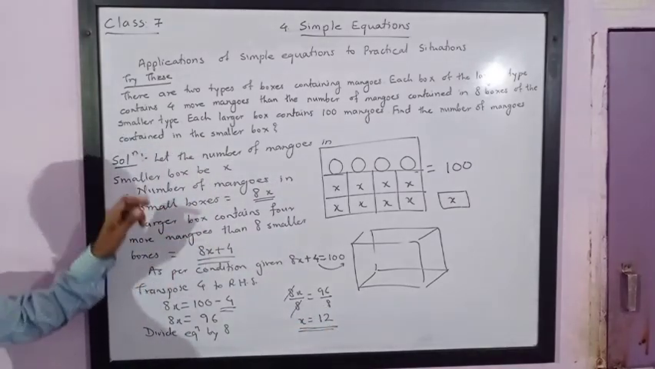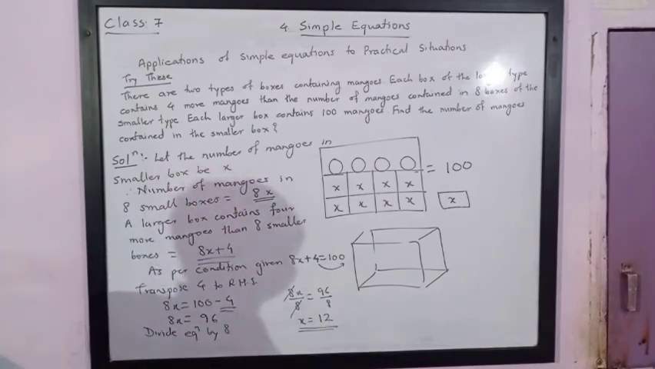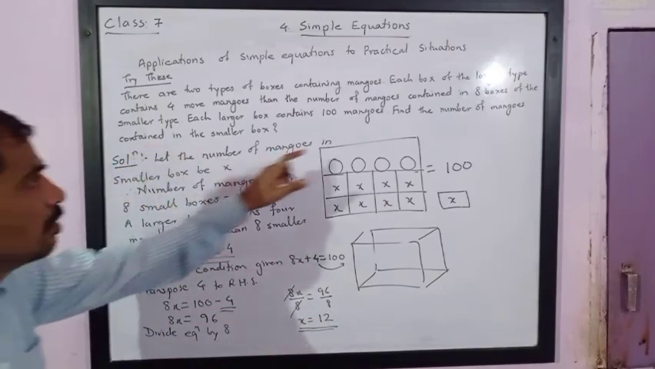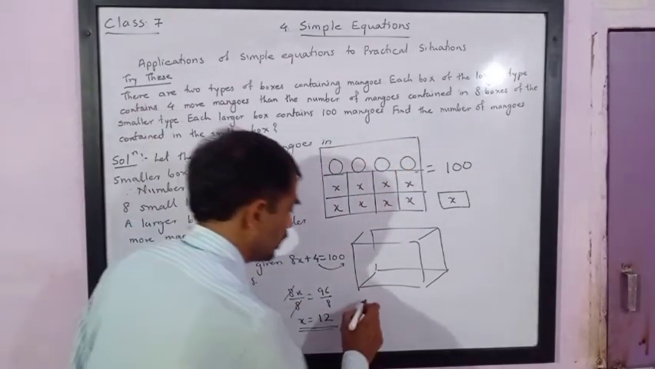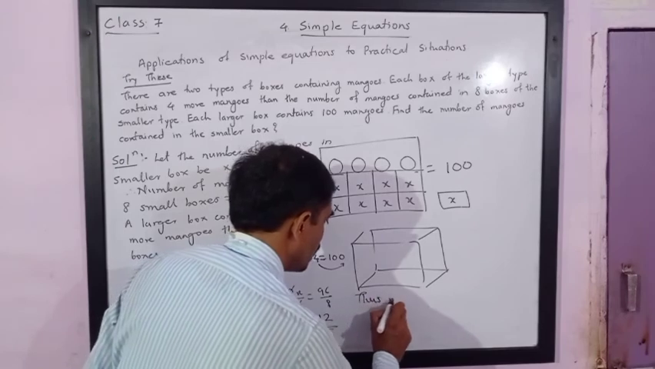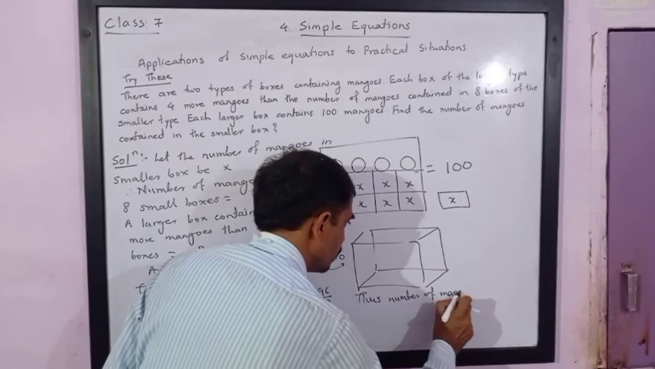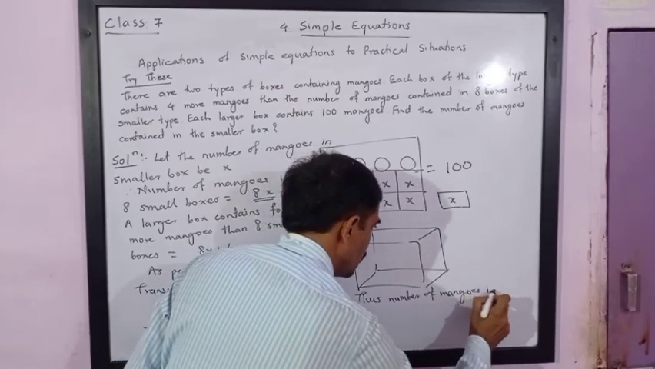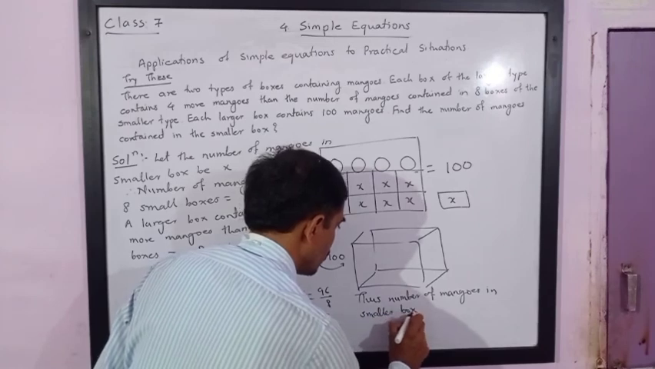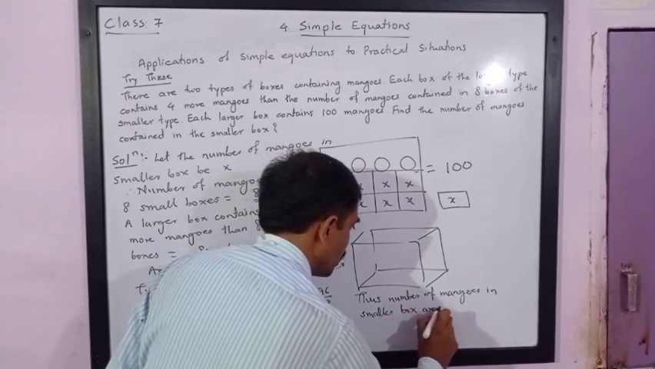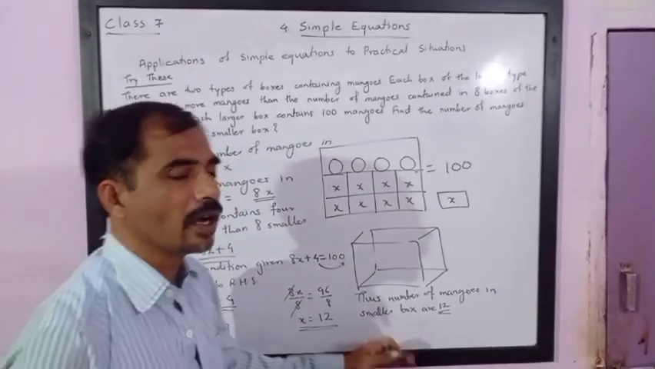It means we have taken the number of mangoes in the smaller box as x, and x is equal to 12. Thus the number of mangoes contained in the smaller box is 12.